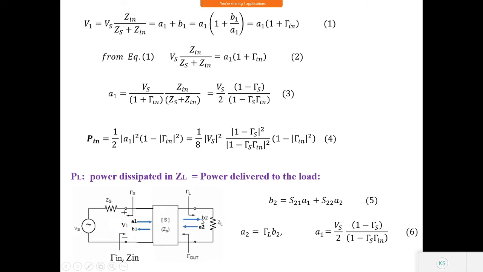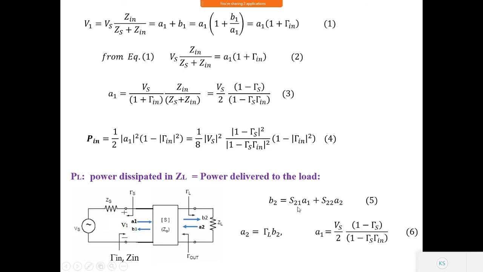The outgoing wave is carrying power, but out of that B2, the entire power is not delivered here; a part will be reflecting back. So out of B2, how much is going back, that you subtract, and then we will get the actual power delivered to this load ZL. First we obtain B2, then calculate the power of this B2, then subtract the reflected power, and we get the actual power delivered to the load ZL.